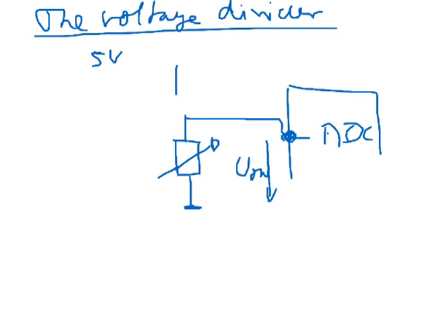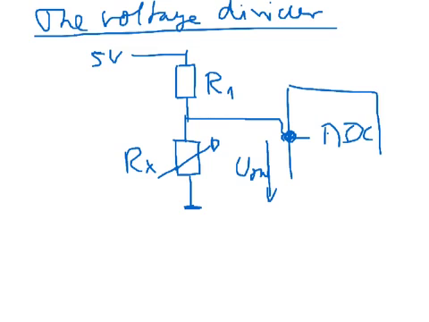So what you can now do is you can put an additional resistor here. Let's call this R1 and let's call this one Rx. And you put 5 volts over that. And now you can actually change U out as a function of the value of Rx.